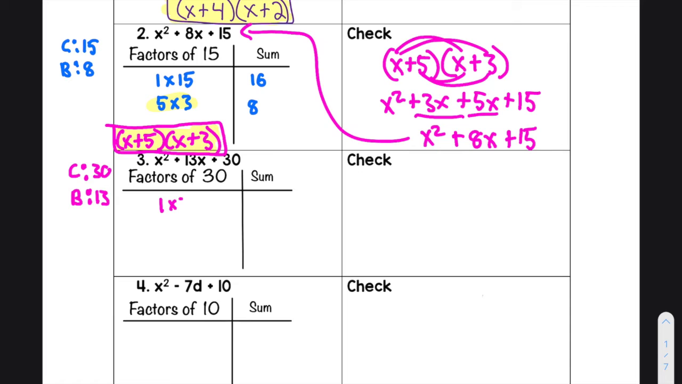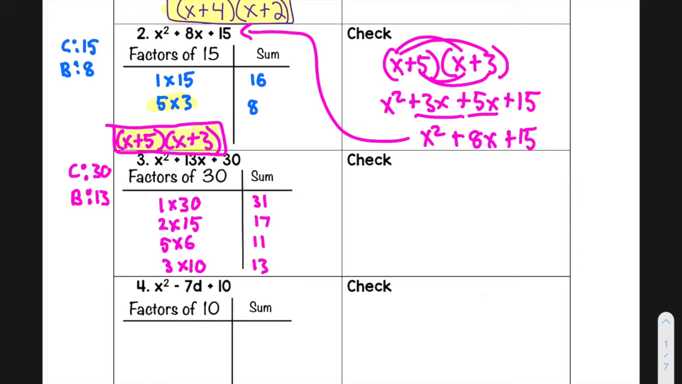I know 1 times 30 is 30, 2 times 15 is 30, 5 times 6 is 30, and also 3 times 10. Let's go ahead and add these numbers up. Find the sum of the factors. 1 plus 30 is 31, 2 plus 15 is 17, 5 plus 6 is 11, 3 plus 10 is 13.